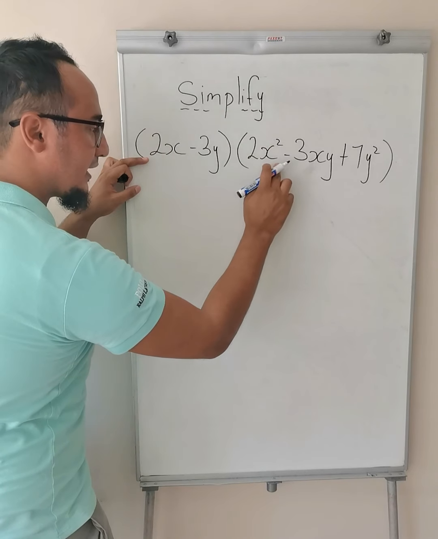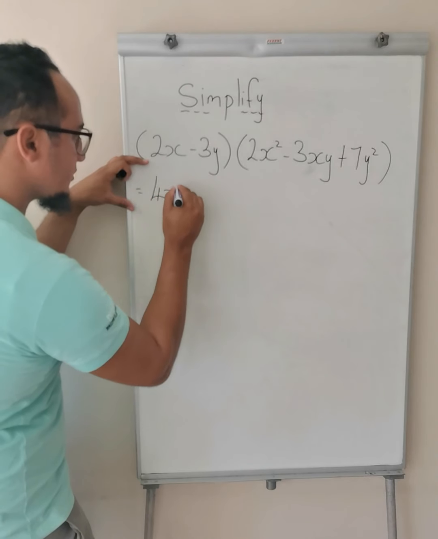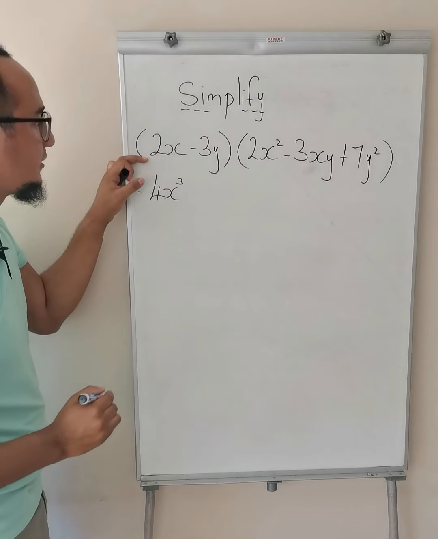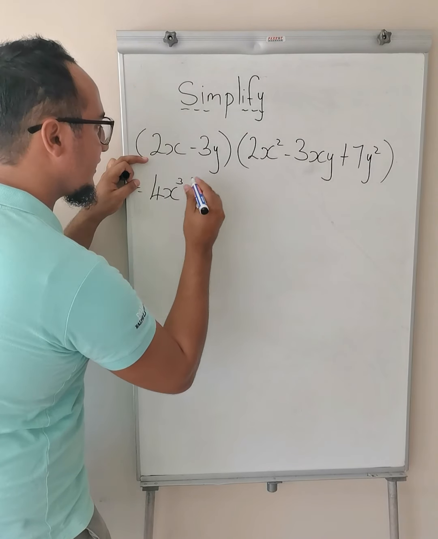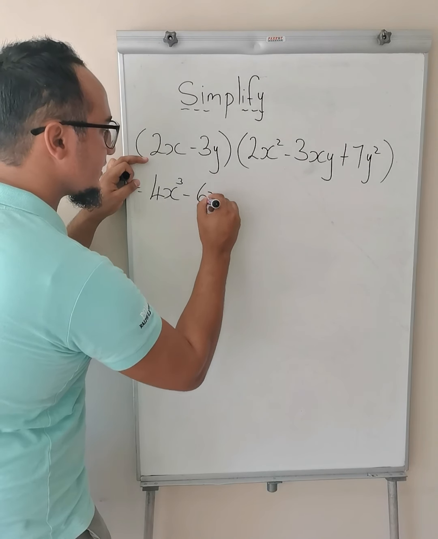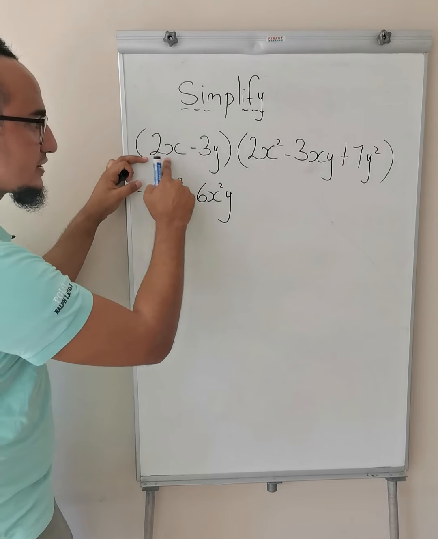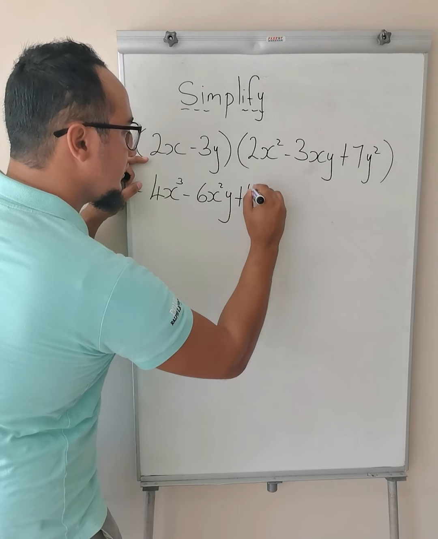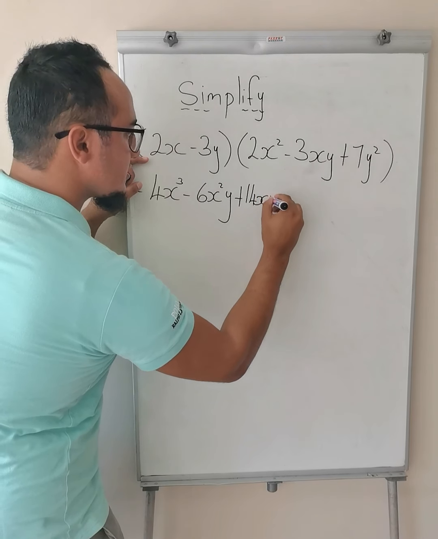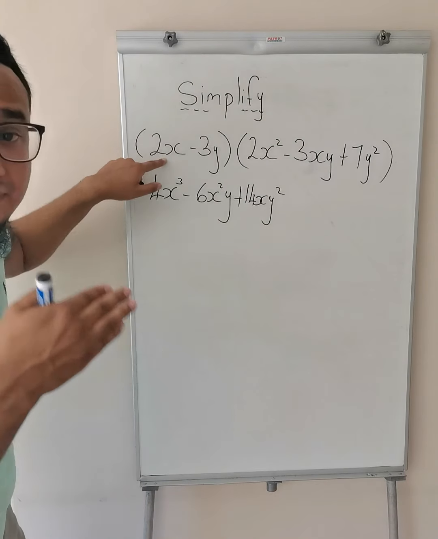2x multiplied by 2x squared is equal to 4x to the power of 3. 2x multiplied by negative 3y is negative 6x squared y. Next, 2x multiplied by 7y is equal to 14x squared y.